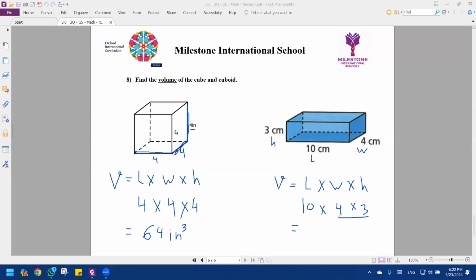Now, 3 times 4, 12. 12 times 10, we just add 0. It's 120. Don't forget the unit. There will be marks for the unit in the exam. Centimeter cubed, because here I have centimeter.